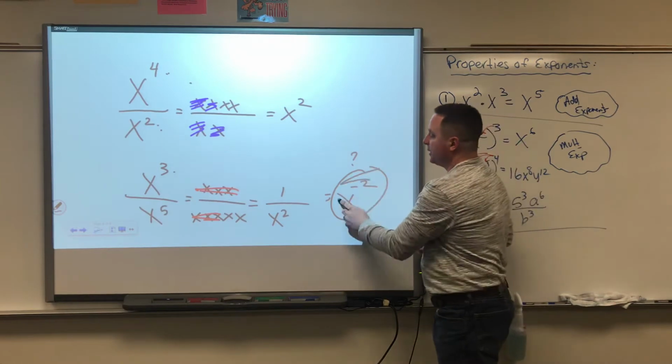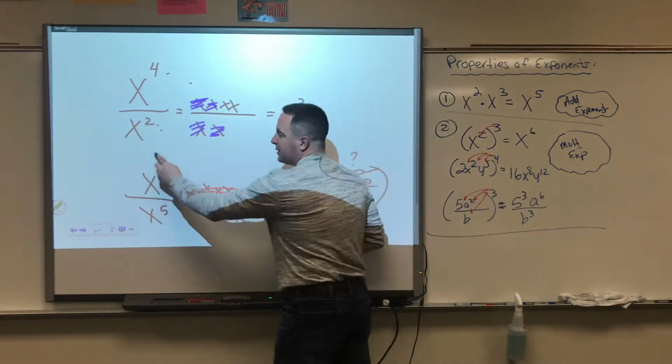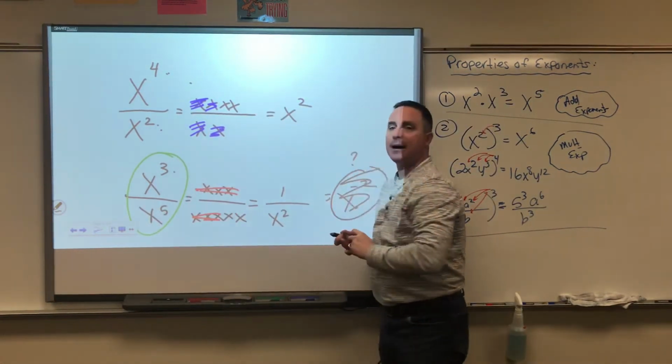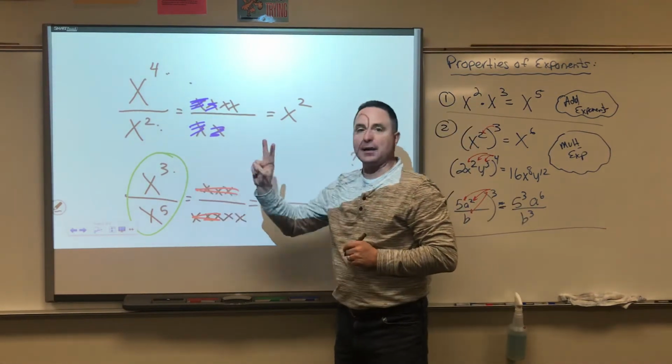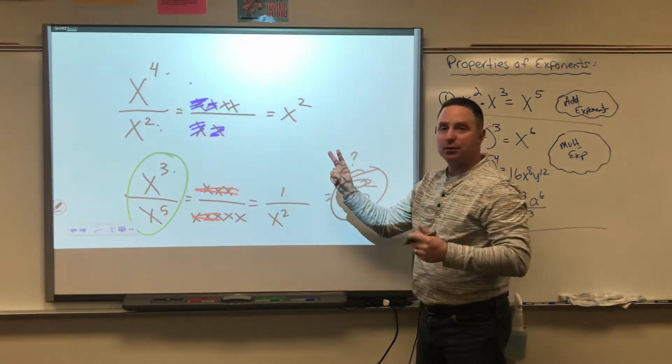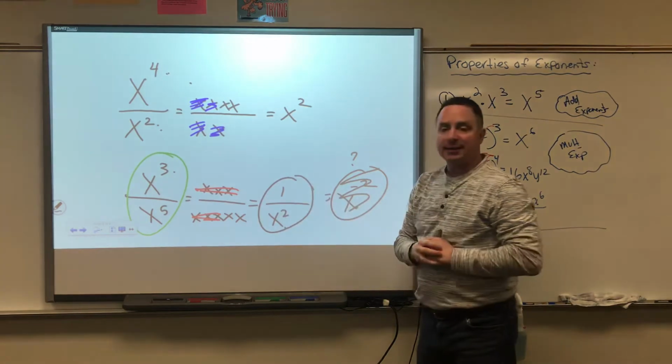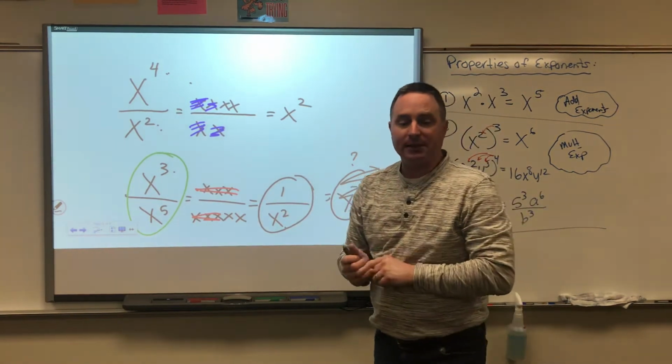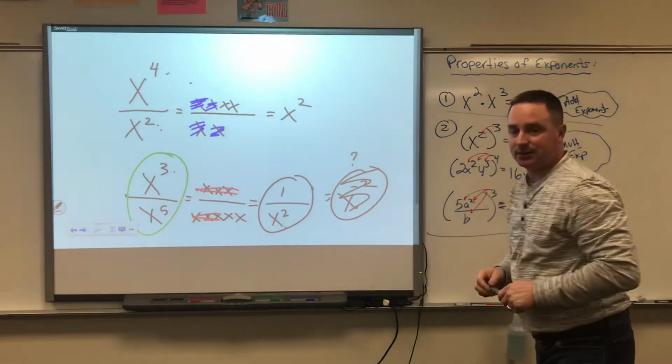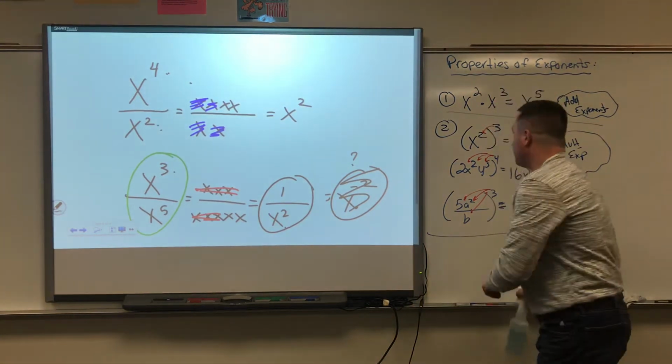But what I personally do is I just look at the numbers, and I always take the bigger number minus the smaller number. So 5 minus 3 is 2. And where are the 2 left over? They're on the bottom, so my answer is on the bottom. Okay? But it's simply just subtracting exponents. Okay? I'm going to erase here.